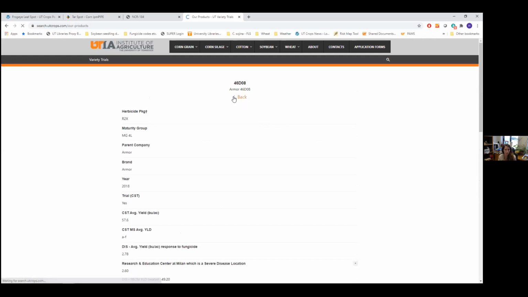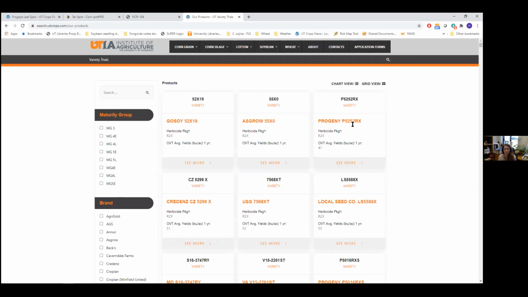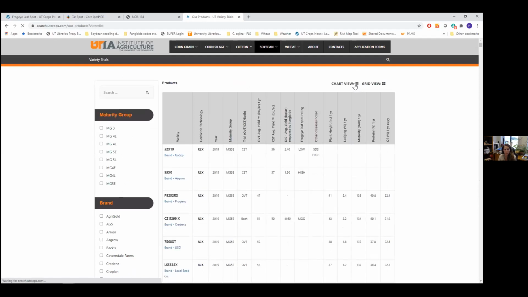Would always appreciate any feedback you have on it. If you like it, if you don't like it, what you want to see added, what you want to see go away. This is the gridded view here versus the chart view that I had it in initially, just depending on how somebody likes to view it.